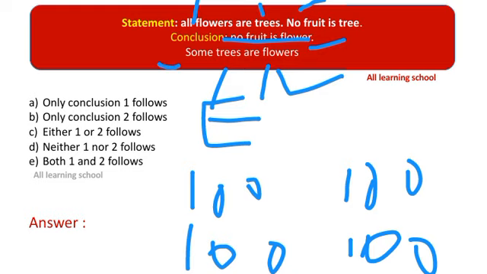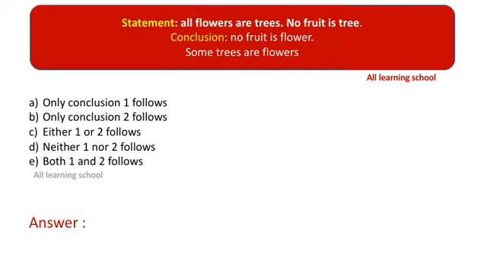What is the case where one positive and one negative statement follows a positive conclusion? It is the only case when there is no need for merging. As here there is no need for merging, some trees are flowers, like all flowers are trees, all trees are flowers. All trees are flowers will be correct, some trees are flowers will be correct. In this case, both conclusions will be correct. So eta will be the correct option. Next question.